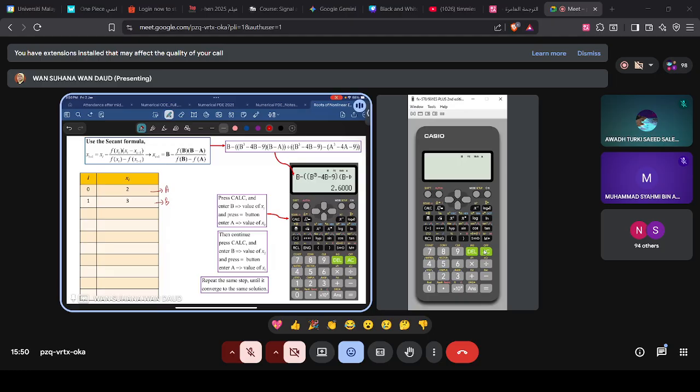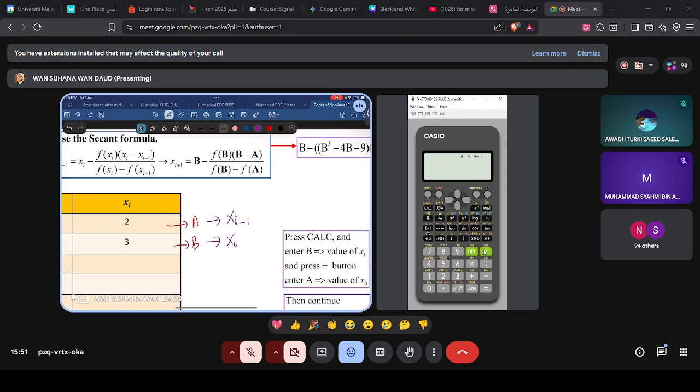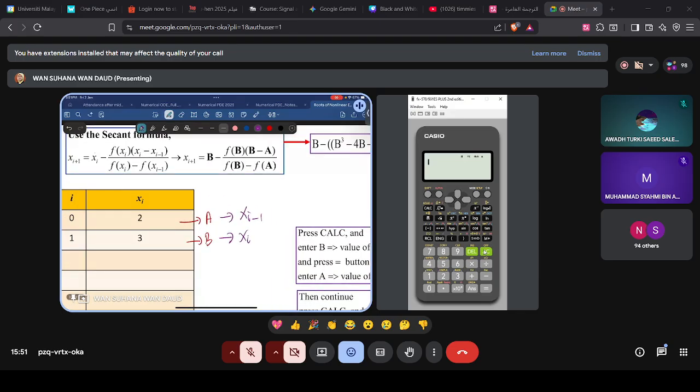So this is the formula of secant method. We're going to replace the x i to be B. This will be x i, this will be x i minus 1. Okay, you understand? This is the formula of secant method. So x i will be replaced by B. x i minus 1 will be replaced by A. So this one will be B, this one will be B, this one will be A. So, that's why we get this.